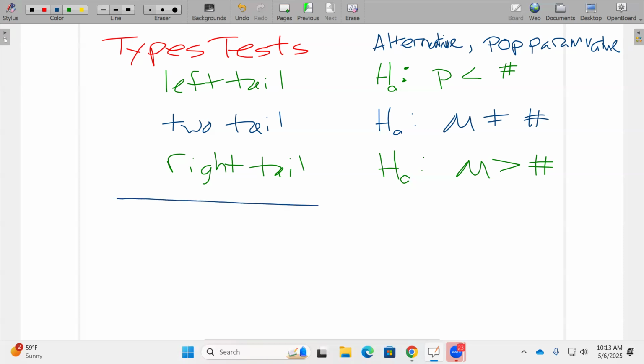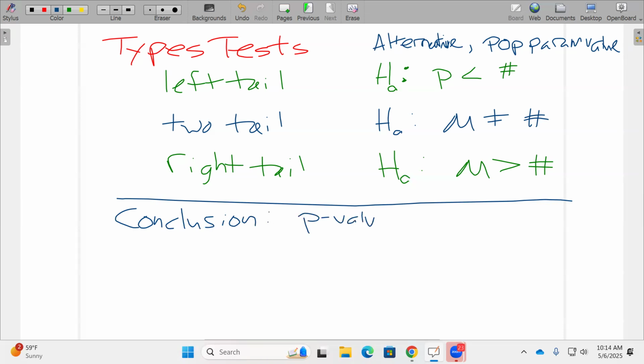And then what we do is we actually run the test, and to make a conclusion is based on what we call the p-value. And the p-value comes from comparing the sample statistic to the population parameter. So sample versus population.